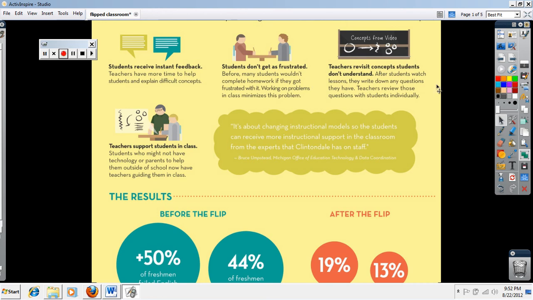The teachers revisit concepts that students don't understand, so after students watch lessons, they write down any questions that they have. They can bring those to class and get answers either from me, the teacher, or from their fellow classmates. And then the teachers support the students in class. Students who might not have technology or parents to help them outside of school now have teachers guiding them in class.